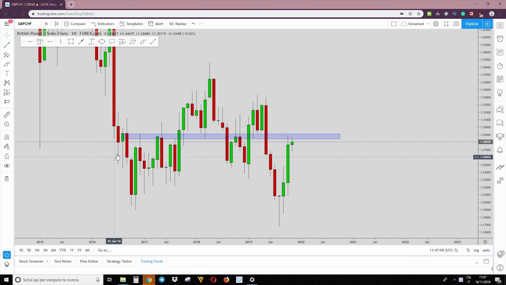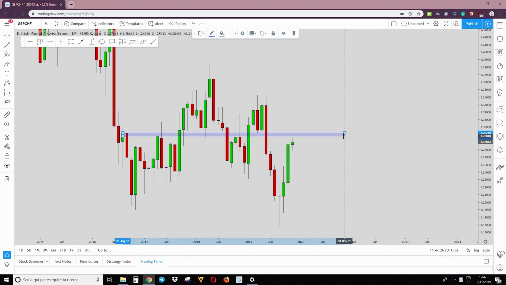Okay, so let's speak about GBPCHF. Now, as you can clearly see, I have highlighted this zone for all of you. Now, why did I put this box on the chart? And why did I put it exactly in this way? It's very important that the box must be exactly like this. Why is it so? The answer to this is pretty simple.